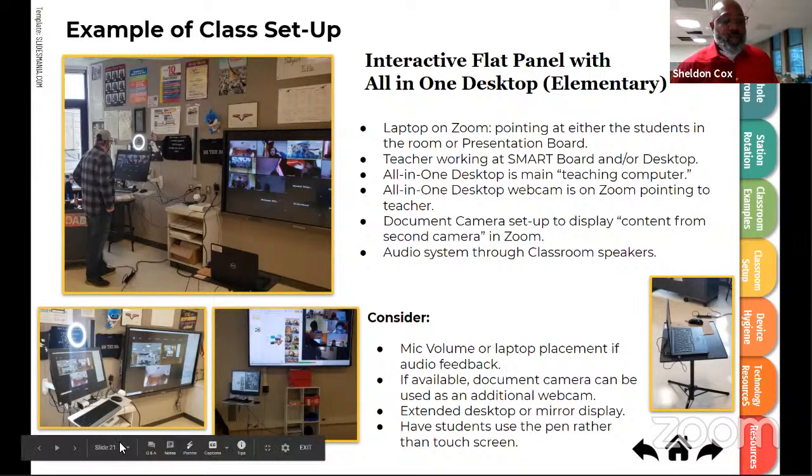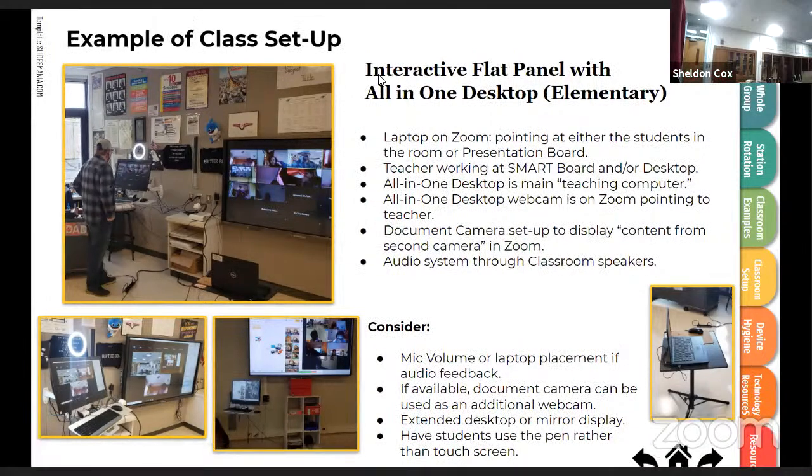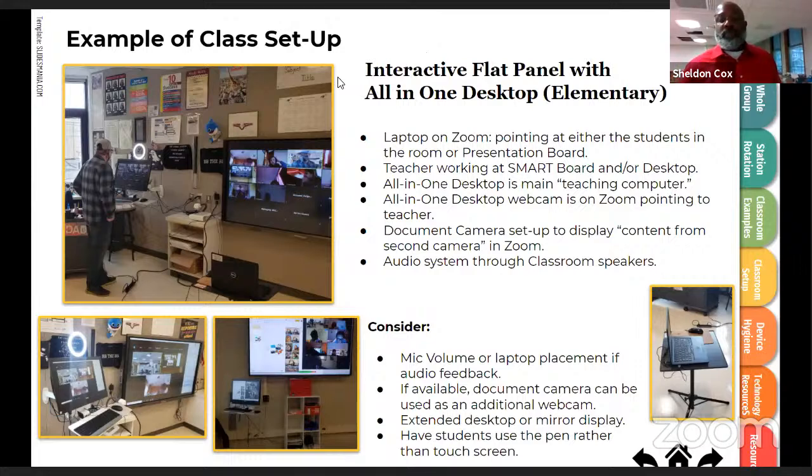For example, which is hard to show right now, but if I switch cameras, I have an external webcam that can be used to show a different screen. So I can switch between showing myself or showing the students by plugging in the document camera or a secondary webcam, if you happen to have one.